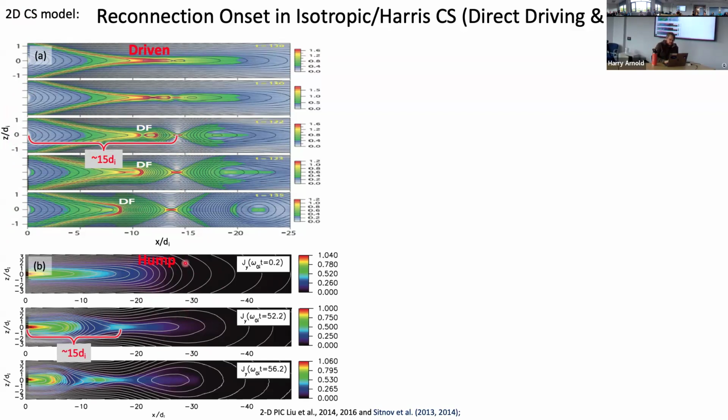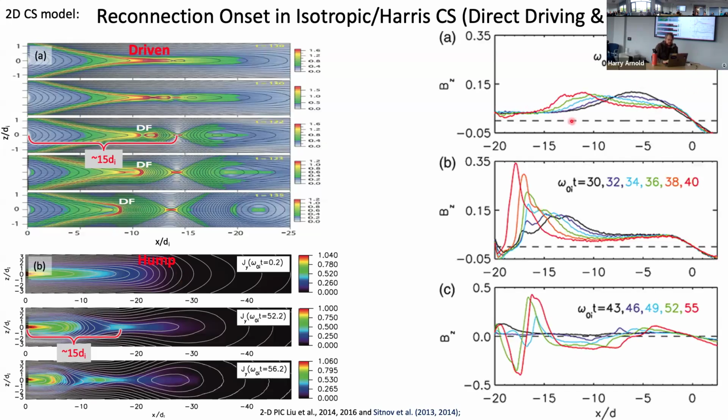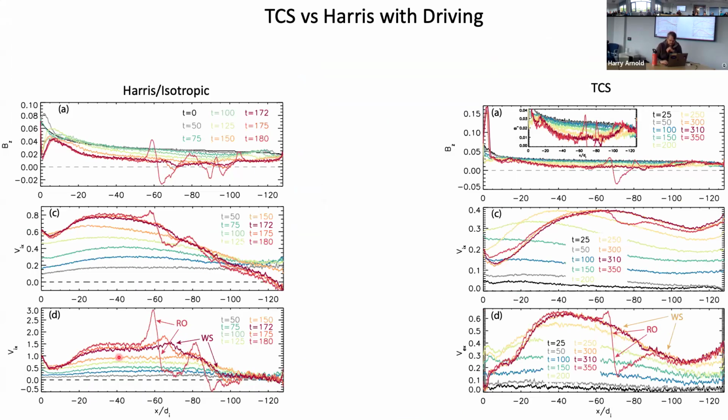So if you have a BZ hump in the tail that's unstable to ion tearing, your hump moves earthward. You can actually see it here. Here's your BZ hump. It moves earthward. The amplitude increases, and in its wake, you get reconnection. But again, your reconnection is happening at 15 DI, much too close to the Earth. So what we are trying to show is that in thin current sheets, you're going to get something more realistic.